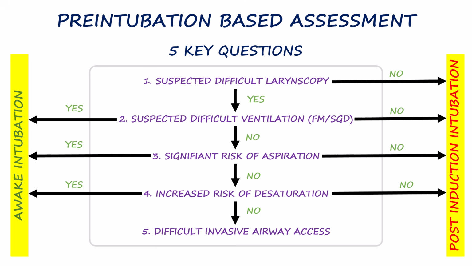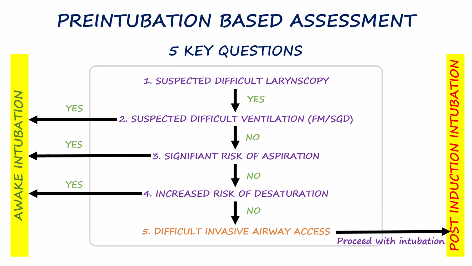Finally, we anticipate potential difficulty in accessing invasive airways such as cricothyrotomy and prepare the necessary equipment and strategies to ensure rapid access if standard airway management fails. Only after this assessment should we proceed with intubation following induction of general anesthesia.